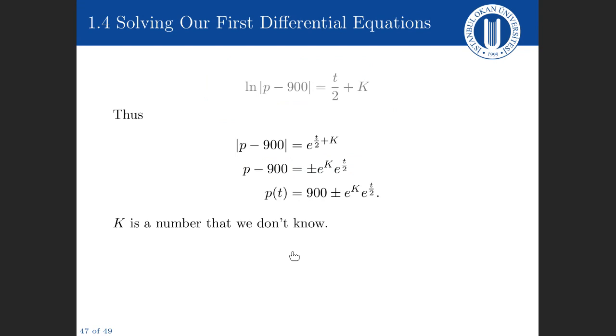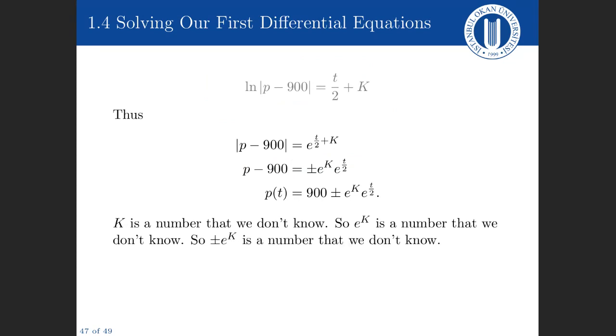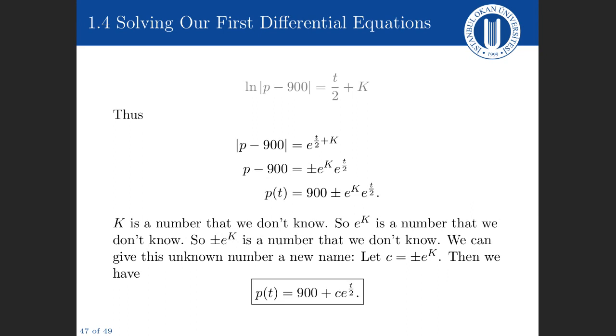k is some constant, some number that we don't know yet, it's just some number. But that means e to the power of k is just some number that we don't know. So plus or minus e to the power of k is just some number that we don't know. It's just a number. We can give this unknown number a new name. Instead of writing plus or minus e to the power k, let's call it small c. Then we have P of t is equal to 900 plus some number small c, e to the power t over 2. And this is the solution that we were looking for.